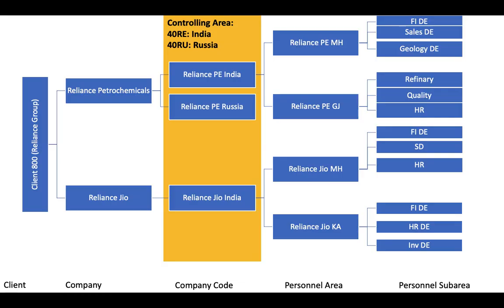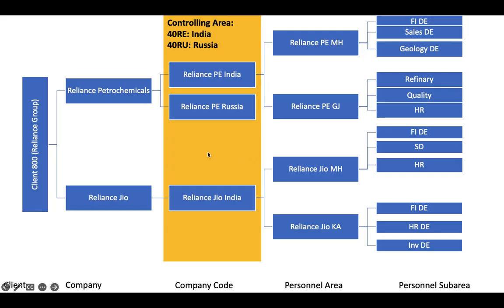And then within an enterprise structure, I have to have a controlling area. Why do I need a controlling area? Because I know that all the activities I do in Reliance Petrochemical India have to be in INR terms, Indian rupee. And all the activities in Reliance Petrochemical Russia have to be in the ruble, in their local currency format and local tax format. For this I need a dedicated controlling area in the system.